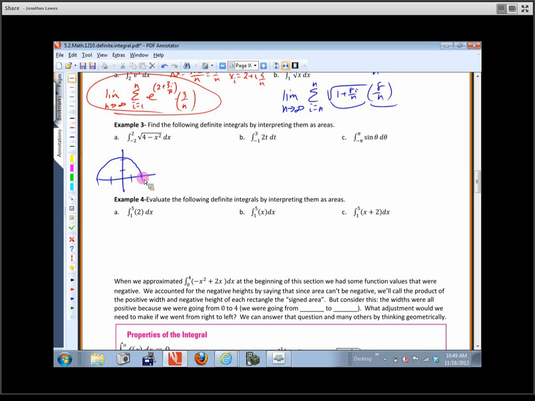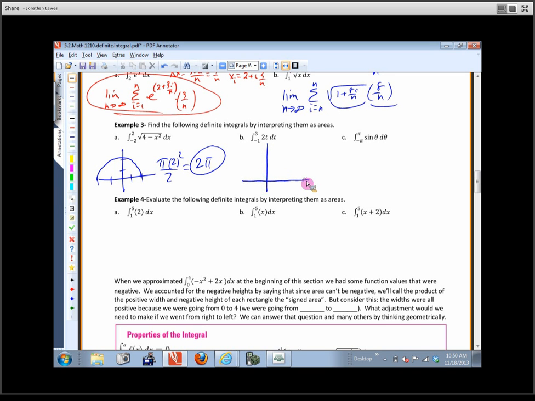Now, it really wouldn't be that much fun to go through and slice this up, but this is a nice geometric shape. It's a half circle. What's the formula for the area of a circle? Seriously? Pi r squared. Okay. What's the radius on this circle? 2. So this would be 2 squared. Okay. And then I'd have to divide that by 2. So the answer on this one is 2 pi. Now, we don't have to worry about it being negative or signed area or anything like that, because that's entirely above the x-axis.